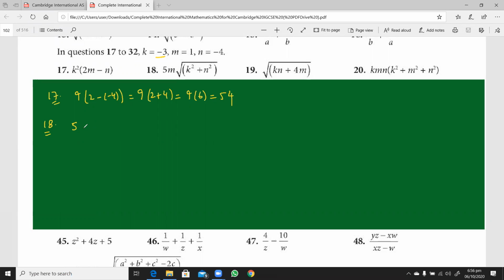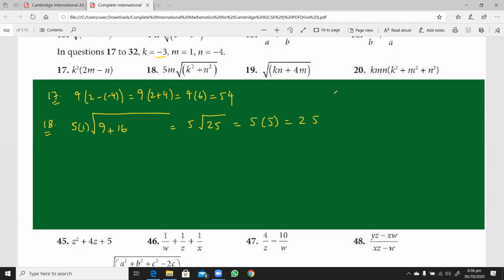So 5m, 5 into 1, and then the square root of k squared. So I'll write 9 here, then there is plus 16, and I'll write 16 here. Okay, so this is 5 into the square root of 25. It will be like this. And this is going to be 5 into 5, that is 25.